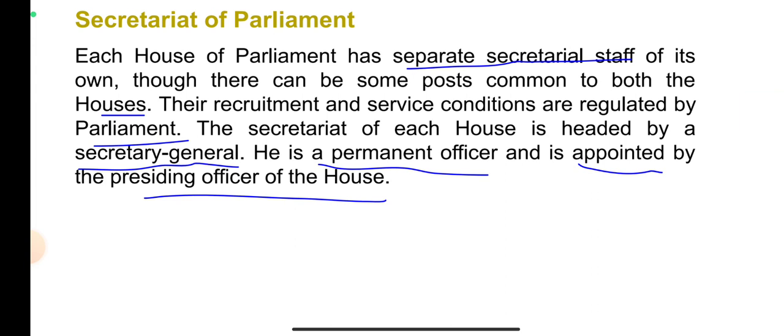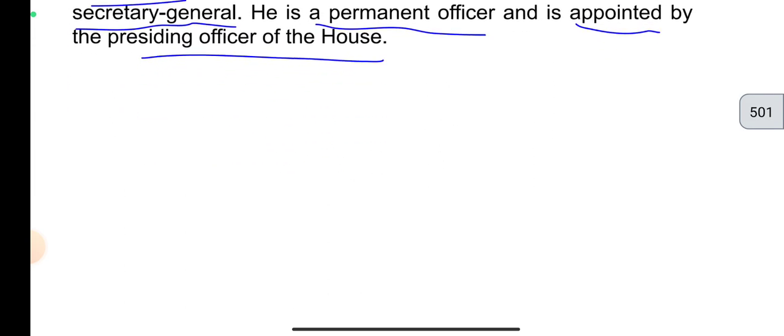Each House of Parliament has separate secretariat staff of its own, though there can be some posts common to both the houses. Their recruitment and service conditions are regulated by Parliament. The Secretariat of each house is headed by a Secretary General. He is a permanent officer and is appointed by the presiding officer of the House.